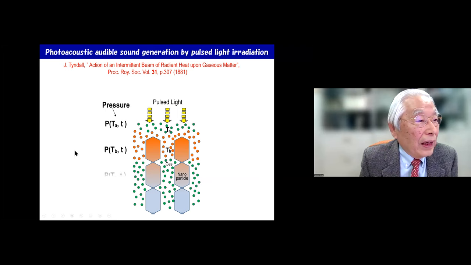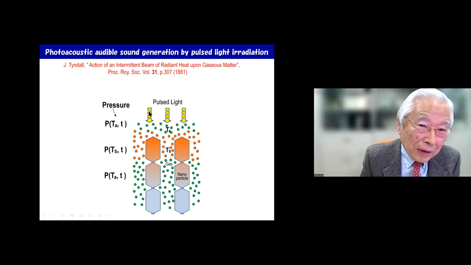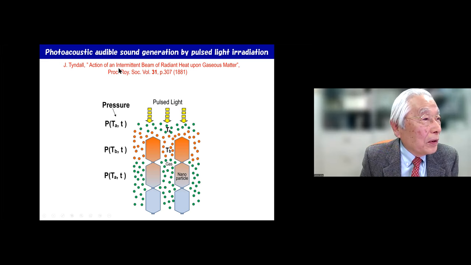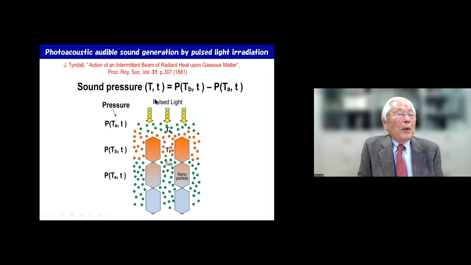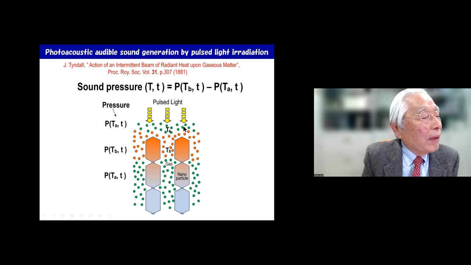So temperature difference means we have different pressure. Okay, and the pressure is changing in time because this is pulsed light, okay? So Tyndall also used the intermittent beam, okay? So in that way, we produce the audible sound. It's not supersonic, right. So that's why we have this one.